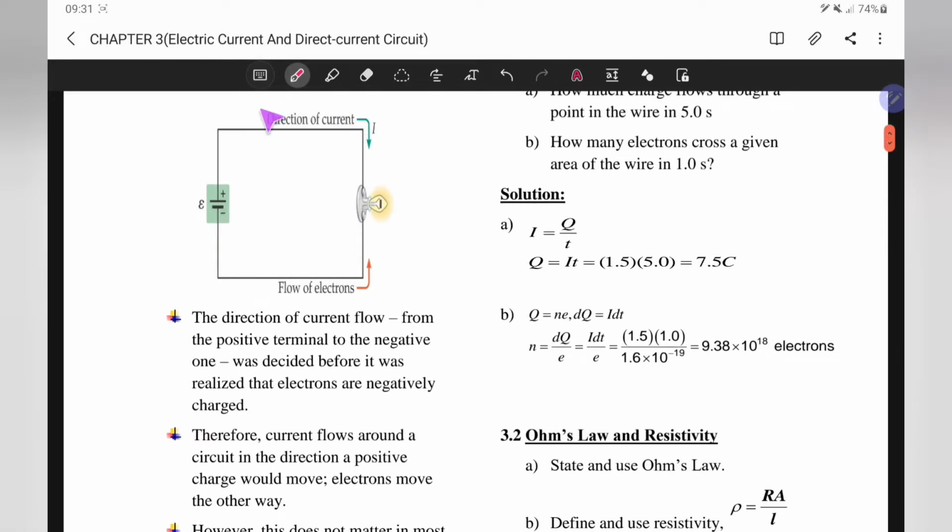Actually, remember the idea of current before: it starts from the positive terminal towards the negative terminal. But by talking about the flow of electron, where the electron is our carrier charge, it must be in the opposite direction of current and conventional current before.